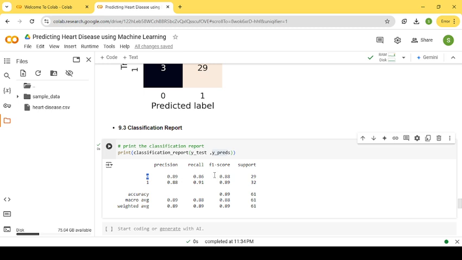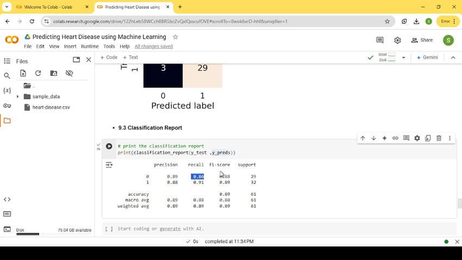Next, we have recall. Recall, which some people also call sensitivity, is the ratio of true positive predictions to the total actual positive. It answers the question: of all of the actual positive instances, how many did we correctly predict? In our case, we have around 91% for the positive cases, and the negative cases have around 86%.